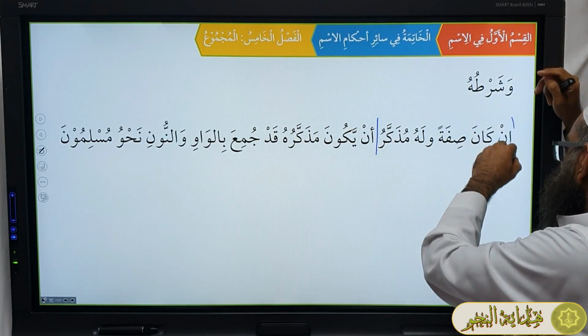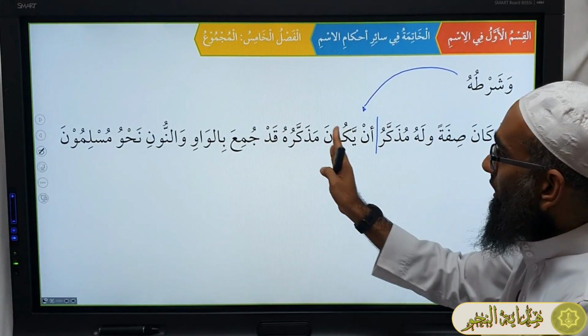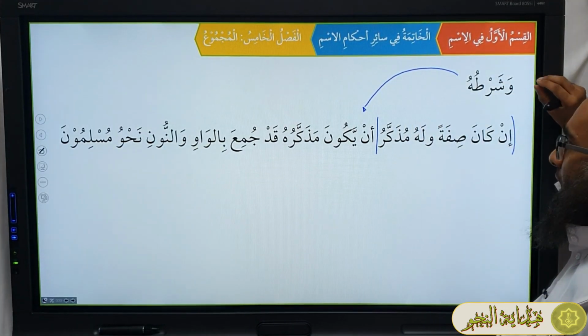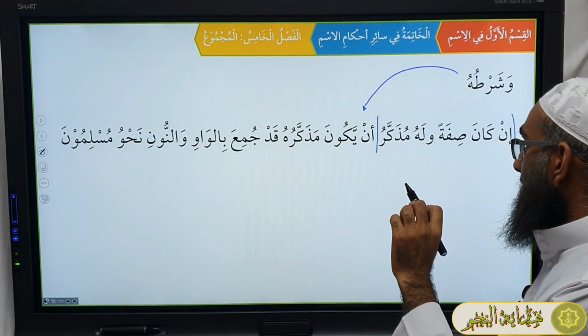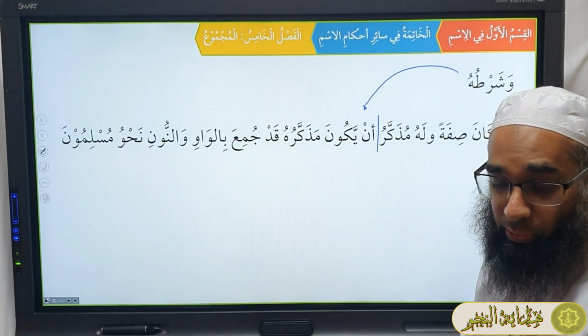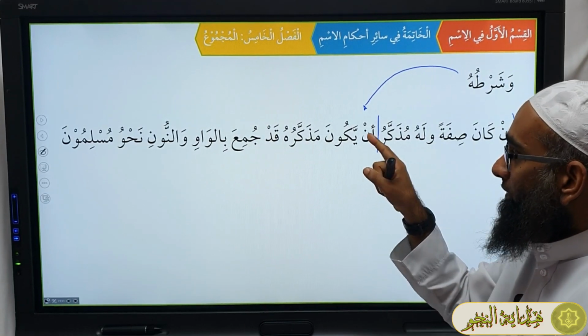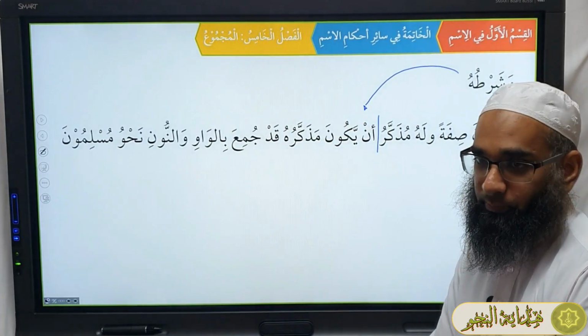وَشَرْطُهُ is this is a khabar. وَشَرْطُهُ أَنْ يَكُونَ مُذَكَّرُهُ قَدْ جُمِئَ بِالْوَاوِ وَالنُّونِ. What's the condition? If this mu'annas is an adjective, then you have to look at the mudhakkar. Does the mudhakkar have a waw noon or not? If it does, then you can have atun.